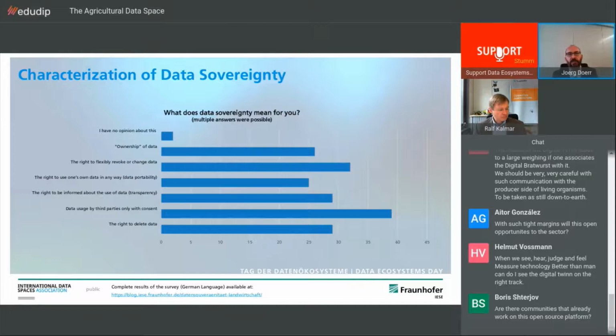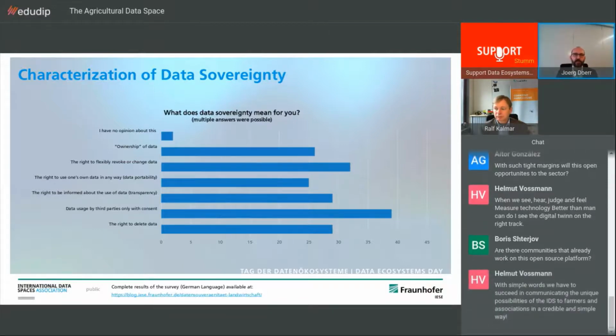We also have a more detailed deep dive, and I put the link to the study. Unfortunately, it's only available in German language. At the bottom of the slide, you can see that. We also asked for several very specific things, and one specific thing was, how do you interpret the term data sovereignty? What does data sovereignty mean for you? And you see, it is really a broad spectrum of answers that was stated there. The first one, I have no opinion about that, was almost not clicked at all, but it reaches from data usage by third parties only with a consent, I think that is what we heard in the morning, via having the feeling of an ownership of data, up to things like that you can delete the data, and we had nice examples there.